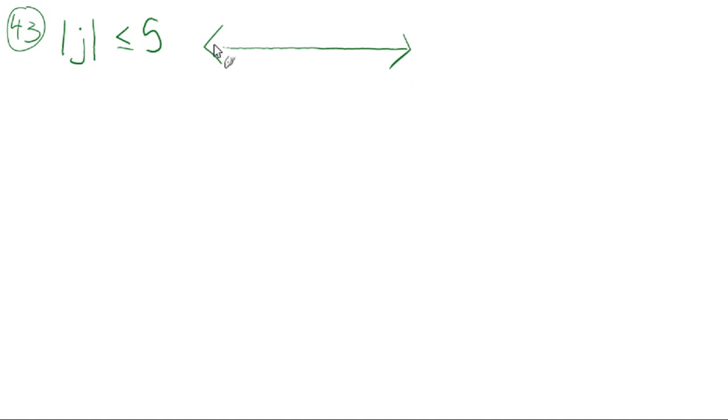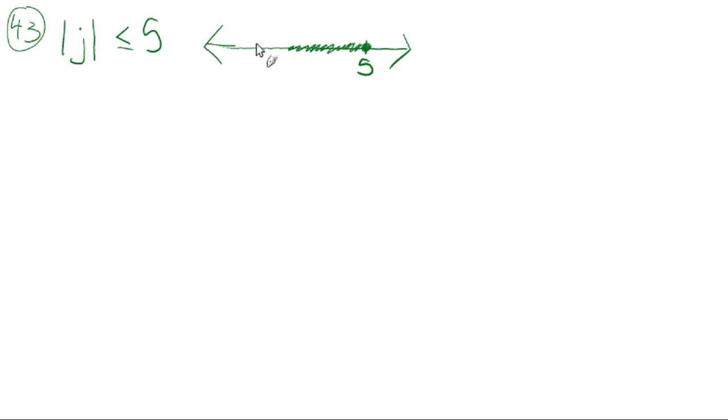All right, 43, an inequality. The absolute value of j is less than or equal to 5. All right, let's take a look at the graph. Pretty simple. If this was j is less than or equal to 5, that'd be pretty simple. This is 5, and as long as we stay to the left of that, stay less than that, we'll be good.